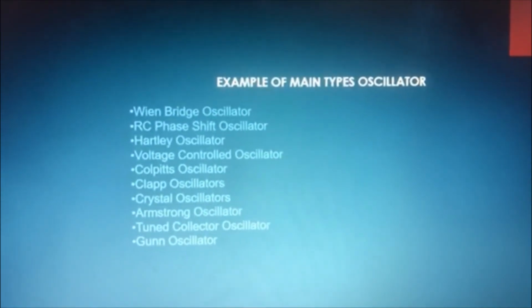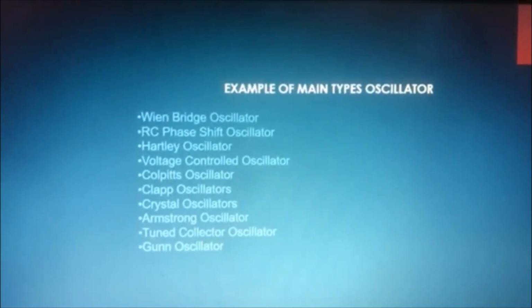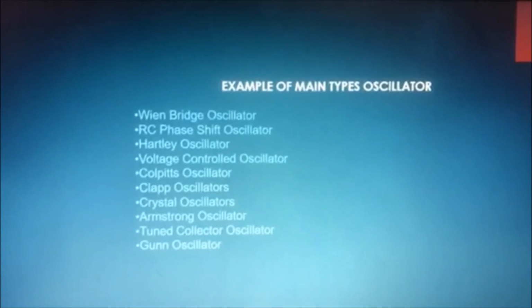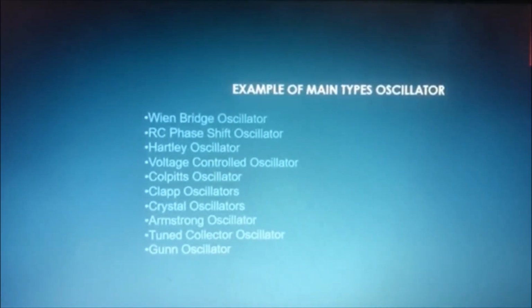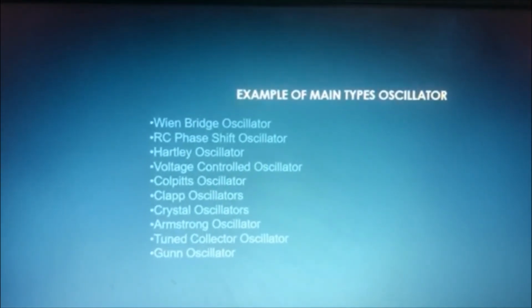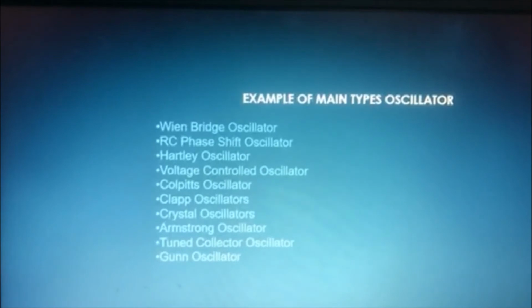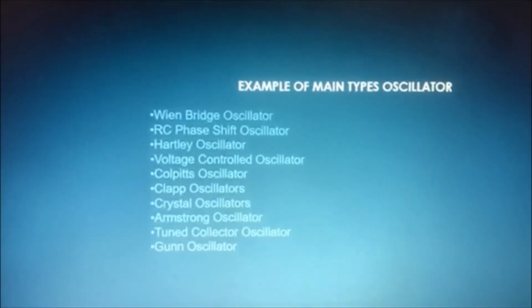Okay, these are examples of the main types of oscillator: Wien-Bridge oscillator, RC phase shift oscillator, Hartley oscillator, voltage controlled oscillator, Colpitts oscillator, Clapp oscillator, crystal oscillator, Armstrong oscillator, tuned collector oscillator, and Gunn oscillator. So that's all from me.